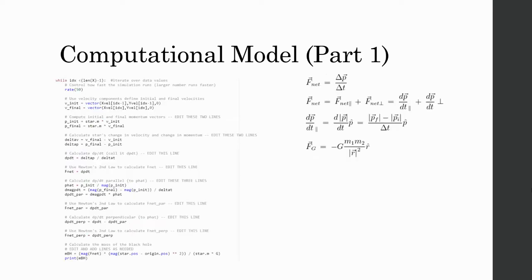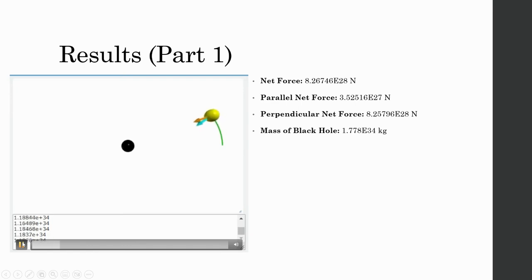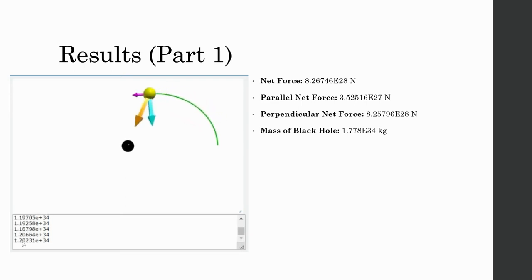This image of our code shows the formulas that we are using. This video shows the results of running the code. The data states that the net force is 8.26746 times 10 to the 28 newtons. The parallel net force is 3.52516 times 10 to the 27 newtons, and the perpendicular net force is 8.25796 times 10 to the 28 newtons.